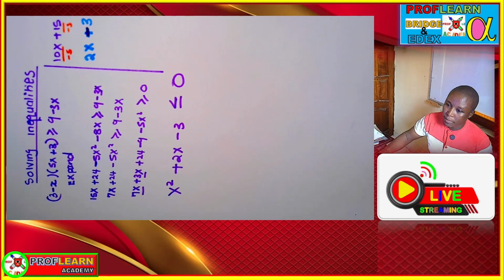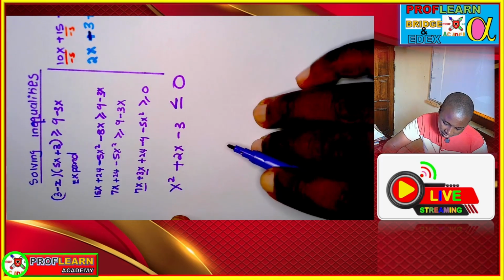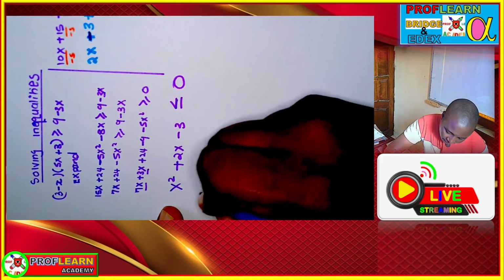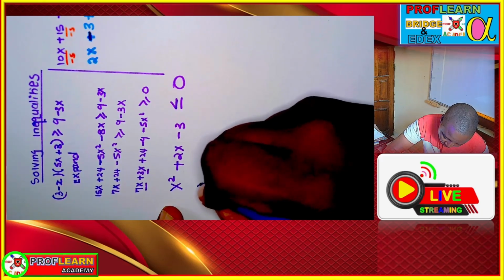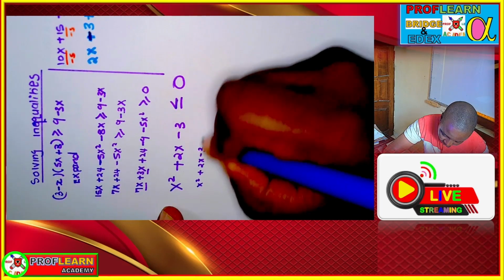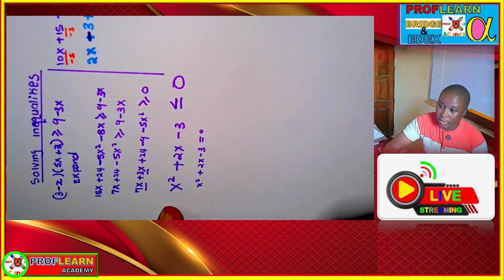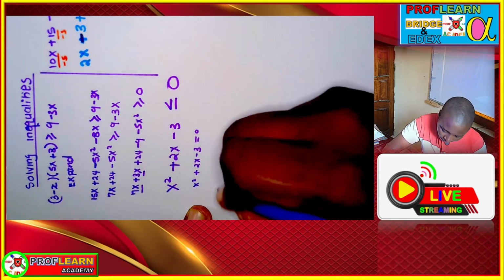And anytime you will be solving quadratic inequalities, something that you ought to remember is that you are going to treat this as an equal sign. First, we shall just treat that as an equal sign and say x squared plus 2x minus 3 should be equals to 0, so that we can solve this equation first. We get the critical values.